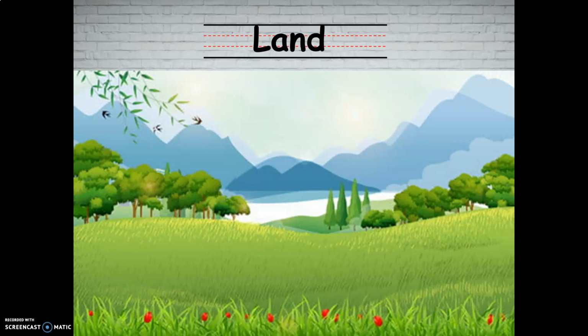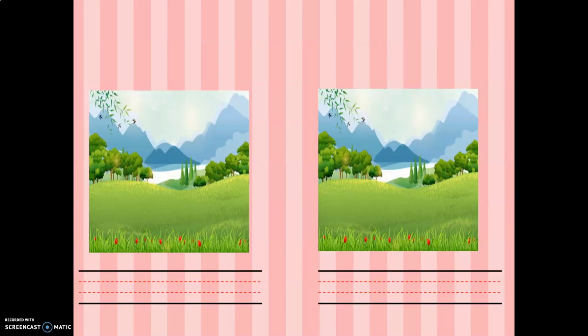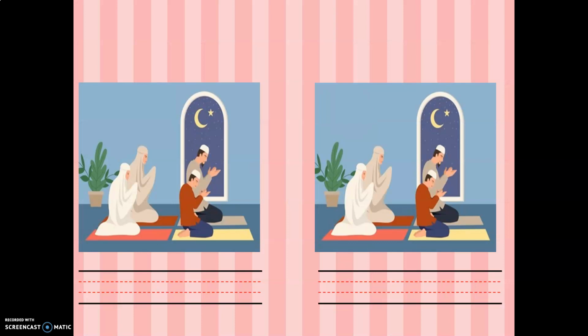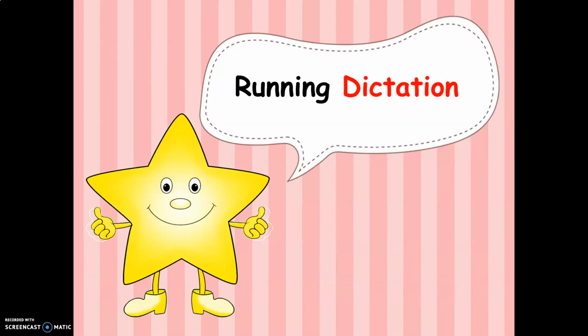What do I mean by land? Land, L-A-N-D. Then you will write the word land here between the lines. The second word is, what are they doing? They are praying. So the second word is pray, P-R-A-Y. Then you will write the word pray here between the lines.